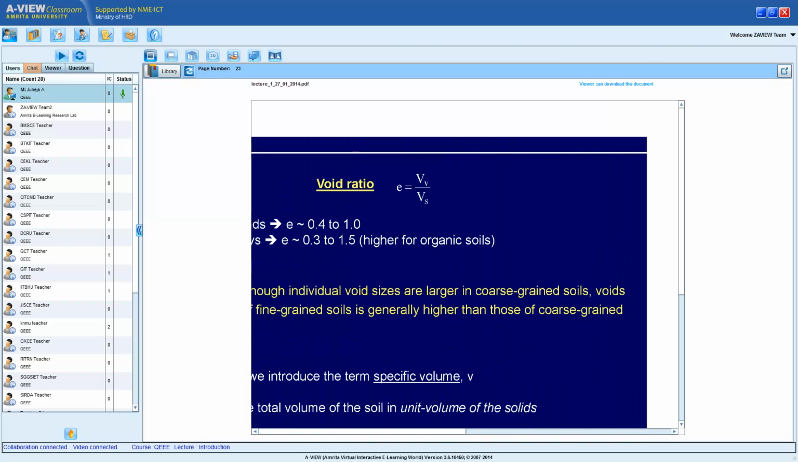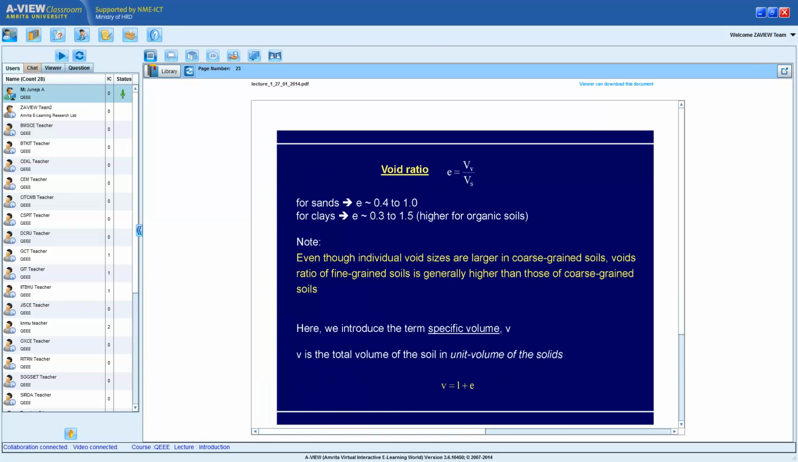Okay, let me zoom out, please. Let me zoom out. I think, yeah. Let me handle this. Or if I make it full screen, does it become full screen for them? Right now, it's like this for them. So the void ratio, apologize, let me come back.